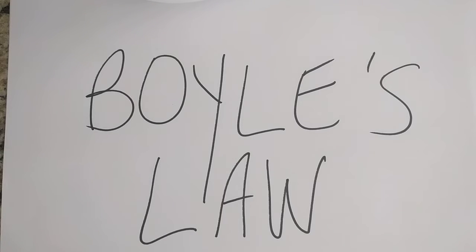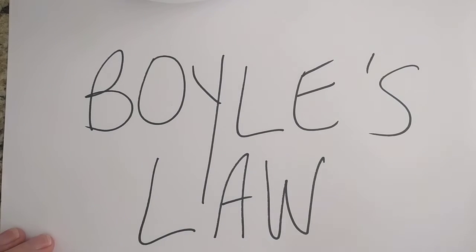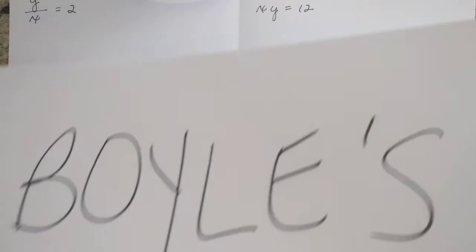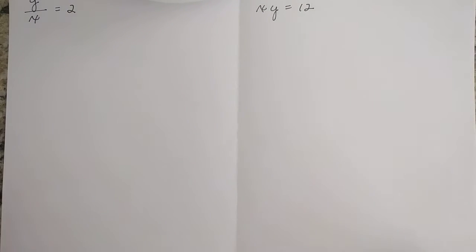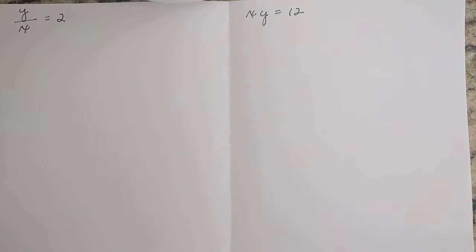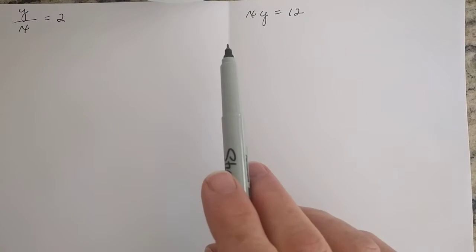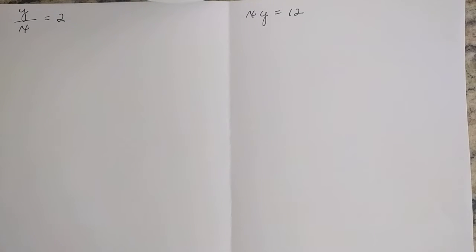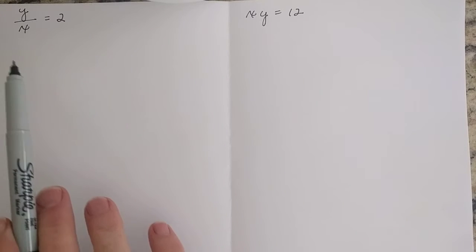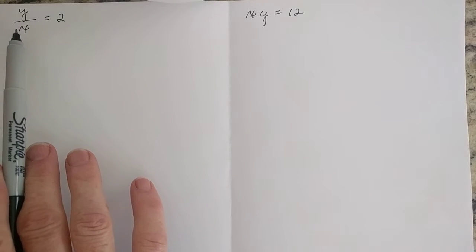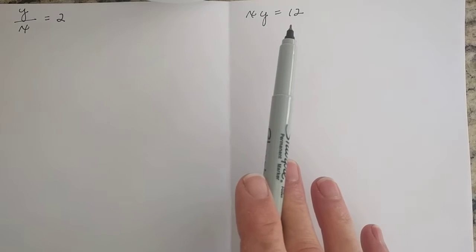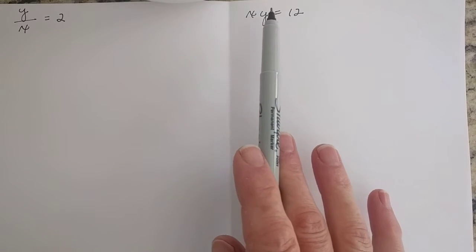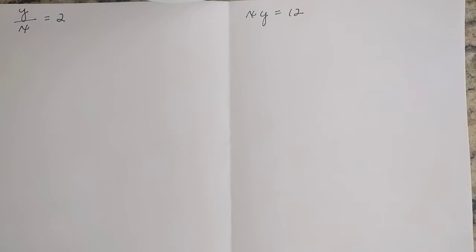This lesson is on Boyle's law. Now, before we jump into Boyle's law, we're going to do a little bit of mathematics. So I have taken my paper, I just folded it in half, and on the left side, I'm going to look at y divided by x equals 2. And on the right side, I'm going to look at x times y equals 12.